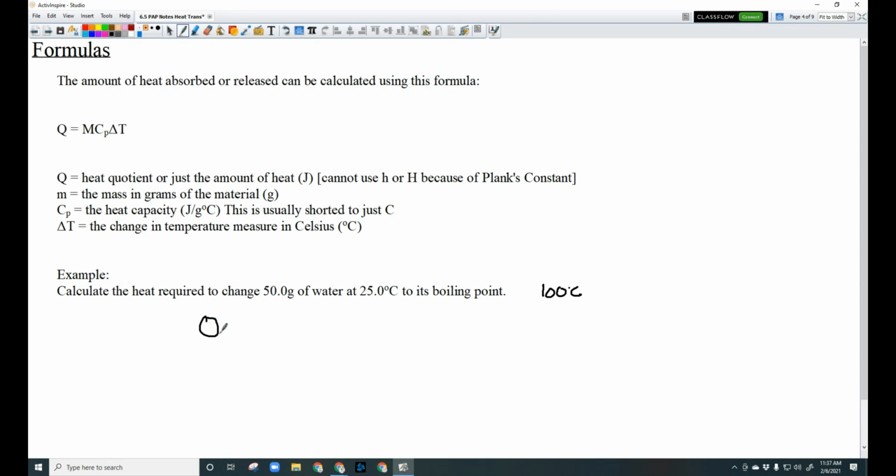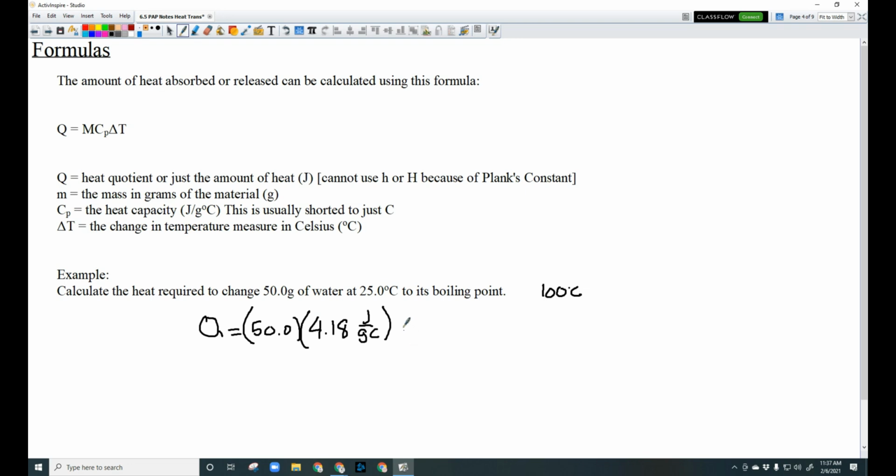Okay, so let's use Q is equal to the mass. So this is 50 grams of water times the specific heat of water. The specific heat of water is 4.18 joules per gram degrees Celsius. And the specific heat is something that's going to be given to you for each problem. Now, because water is used a lot, we remember that this is 4.18 joules per gram degrees Celsius.